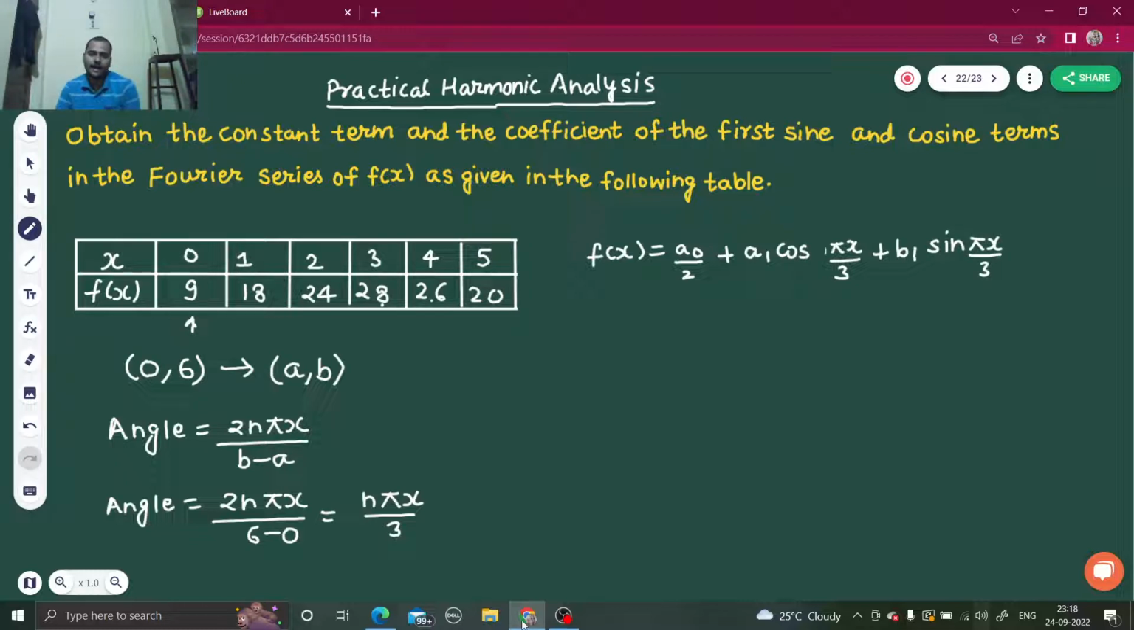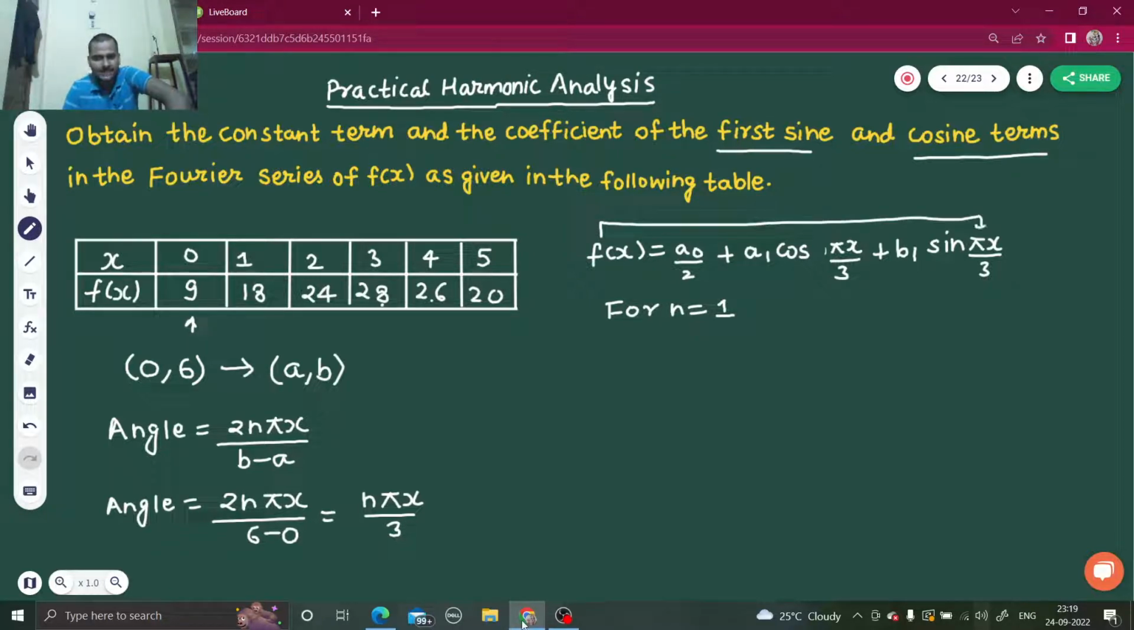Now if you put n equals to 2, you will get a2 cos 2 pi x by 3 plus b2 sin 2 pi x by 3. In this question they are asking for the first sine and cosine terms. That means for n equals to 1 they are asking. So this is what we need to find. Now let's see. The function is not given, so we'll find a naught, a1 and b1 from the table itself. The table is what I'm going to draw on the next page. So from the table we will obtain the values.